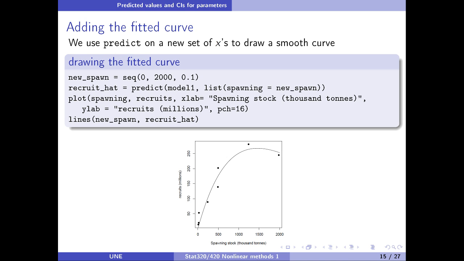Okay, so that's all we have to say in this first introductory lecture. In the next lecture, we'll go on and talk about making confidence intervals and prediction intervals for a particular observation of x. So how accurately did we fit the curve at x equals 1000? And we'll talk about some extensions to the nonlinear model.